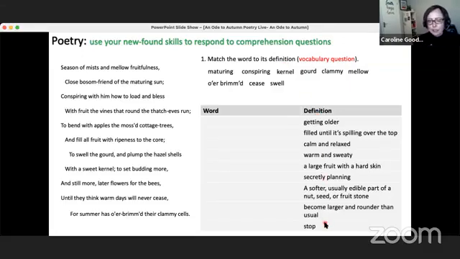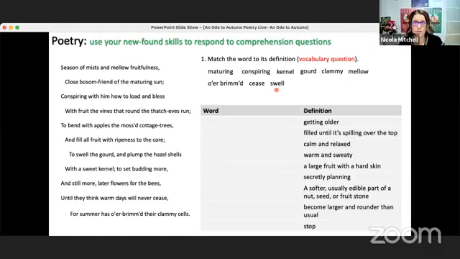So we have maturing, conspiring, kernel, gourd, clammy, mellow, o'erbrimmed, the tricky one, cease, and swell. I always say start with the words that you are most secure in first. Don't go for the hardest word and then get worried that you don't know what that means. Start with the word that you think, yeah, I know what that means. Match that to the definition.